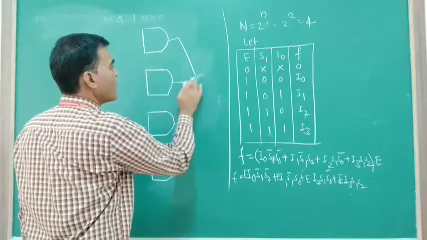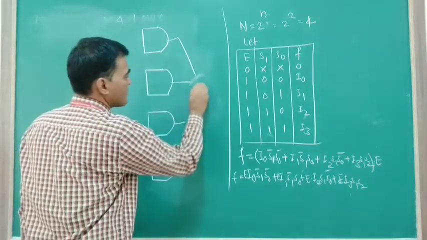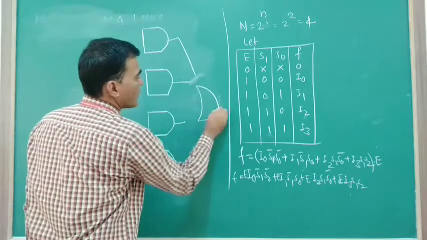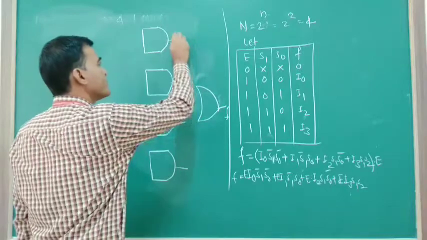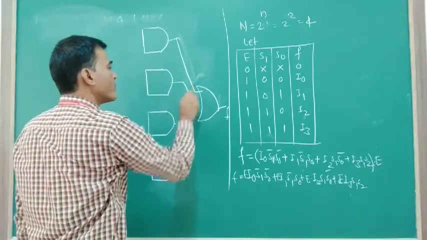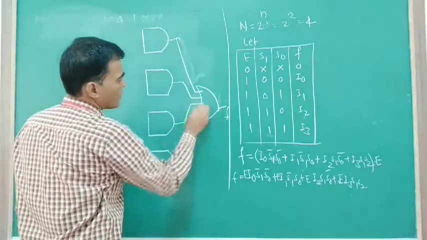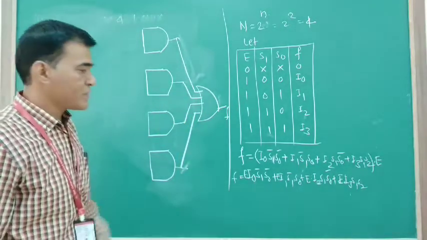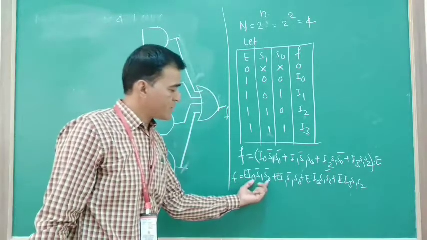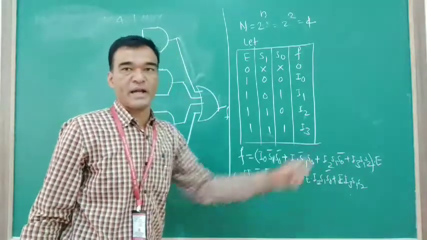So we need one OR gate. Let us say somewhere here we have the OR gate and the output is F. The inputs to this OR gate are the outputs of these AND gates, which is the implementation of these products, which are added later on.